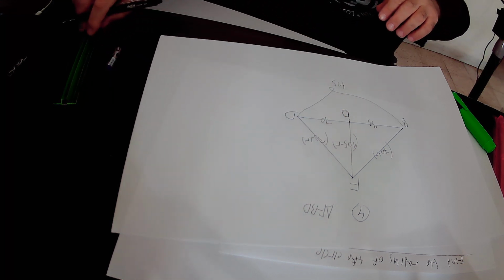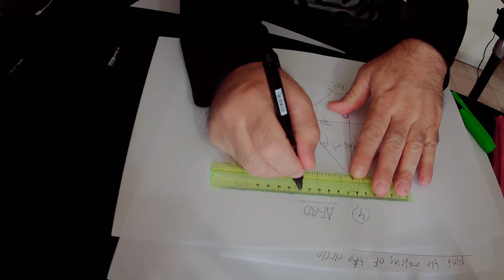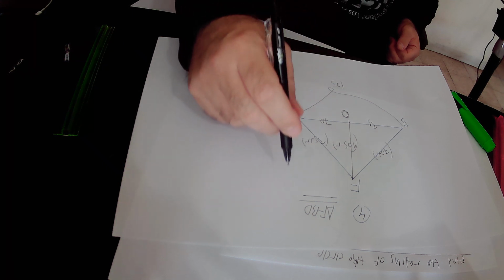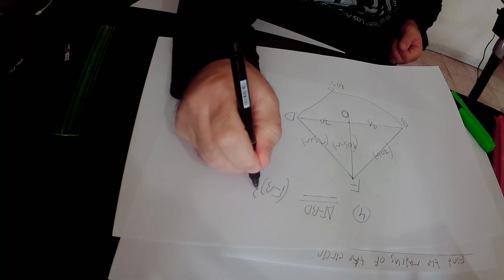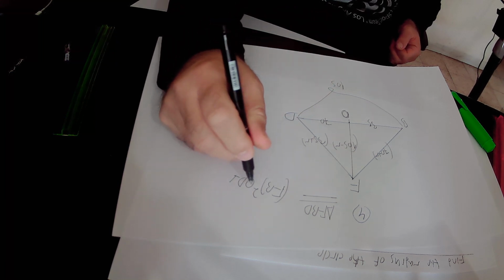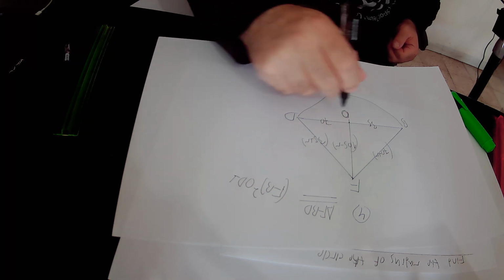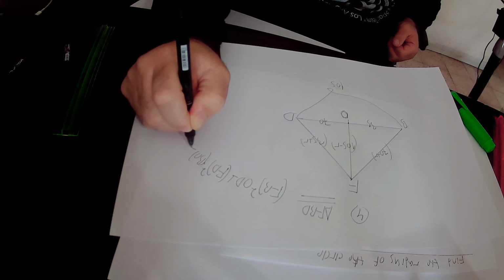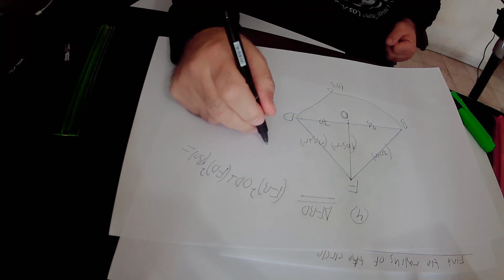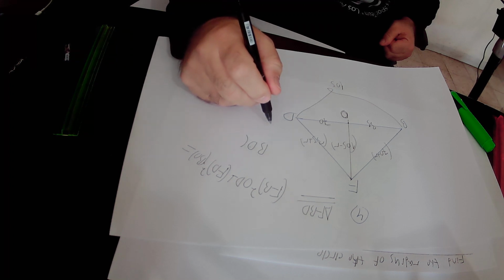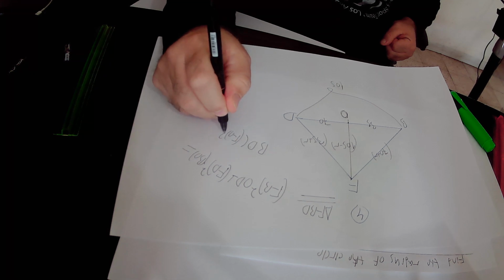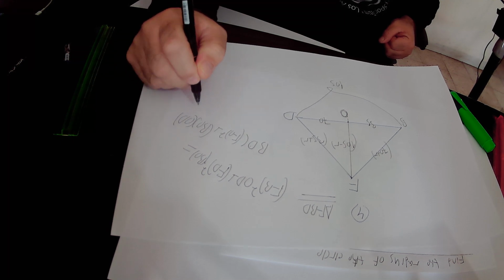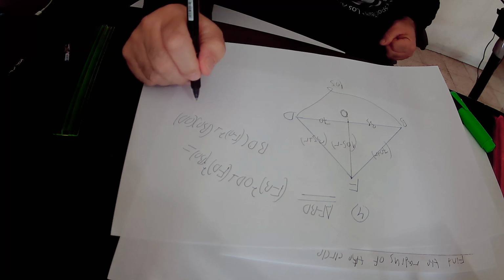According to Stewart's theorem, in this triangle FBD, we'll get that FB square times OD plus FD square times BO is equal to BD, and inside the brackets we have FO square plus BO times OD. This equation is the implementation of Stewart's theorem in our triangle FBD.